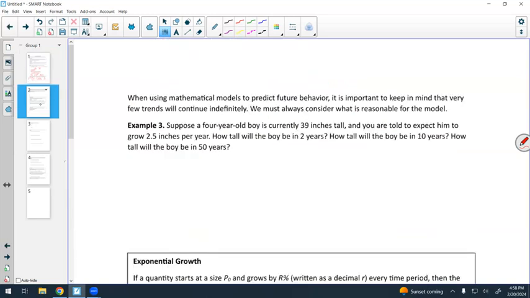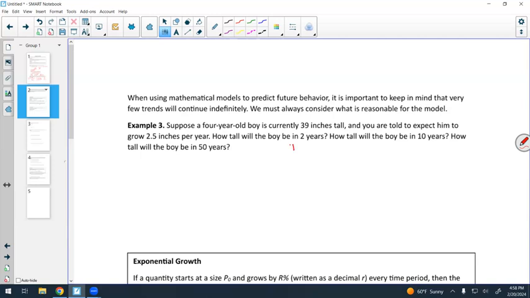So we can use mathematical models to predict future behavior. It's important to keep in mind that very few trends will continue indefinitely. So we must consider what's reasonable for the model. Let's look at another example here. Suppose a 4-year-old boy is currently 39 inches tall, and you're told to expect him to grow 2.5 inches per year. How tall will the boy be in 2 years, 10 years, and 50 years?